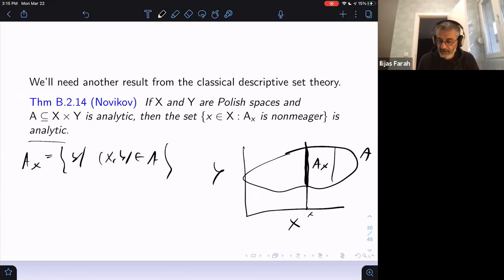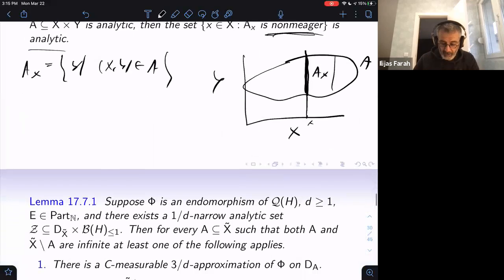Right, so this is somewhat surprising because non-meager is not really a nice quantifier here.